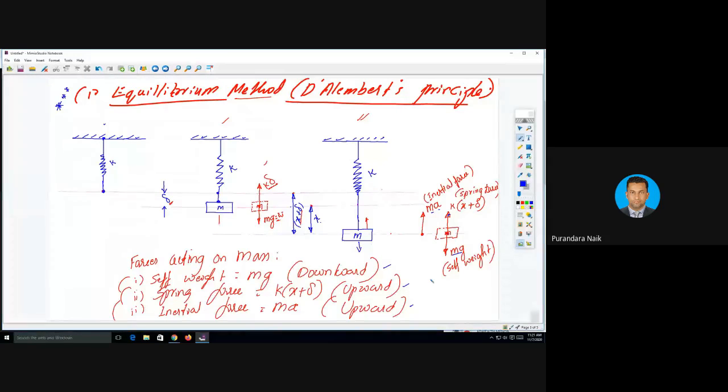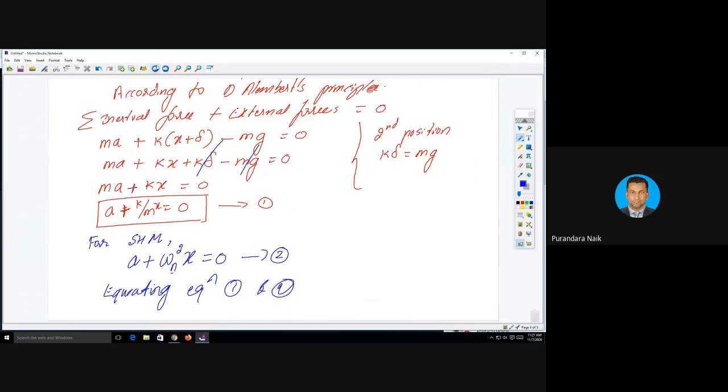Three different forces are acting on the system in the third position. Now, according to D'Alembert's principle, the summation of all the forces acting on an equilibrium system is equal to 0. Take all three forces: two are positive because they are upward, one is negative. The sum of the inertial force and the external forces is equal to 0. Inertial force is ma, and the external forces are mg and k into (x plus delta). ma is positive because it is upward, k into (x plus delta) is upward, so positive. mg is negative because it is downward. That is the force equation.